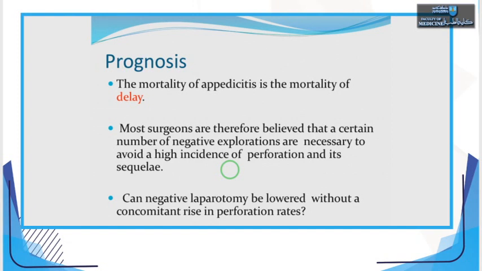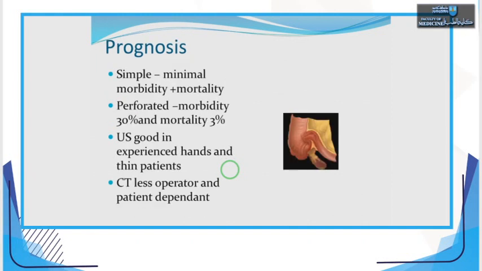Most surgeons therefore believe that a certain number of negative explorations are necessary to avoid a high incidence of perforation and its sequelae. Of course, this was an old statement. Now it is not accepted because of the presence of ultrasound and CT. Can negative laparotomy be lowered without a concomitant rise in perforation risk? The answer is yes, by using ultrasound promptly with an efficient ultrasonographer and use of a CT with IV contrast.